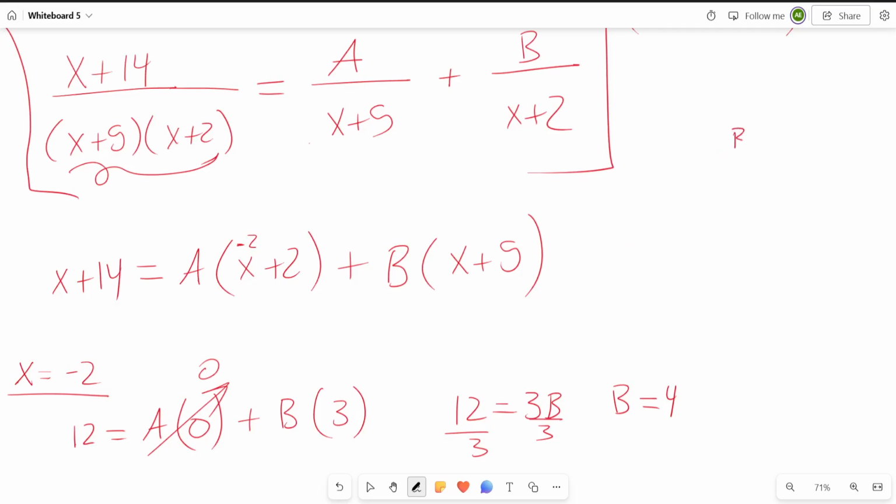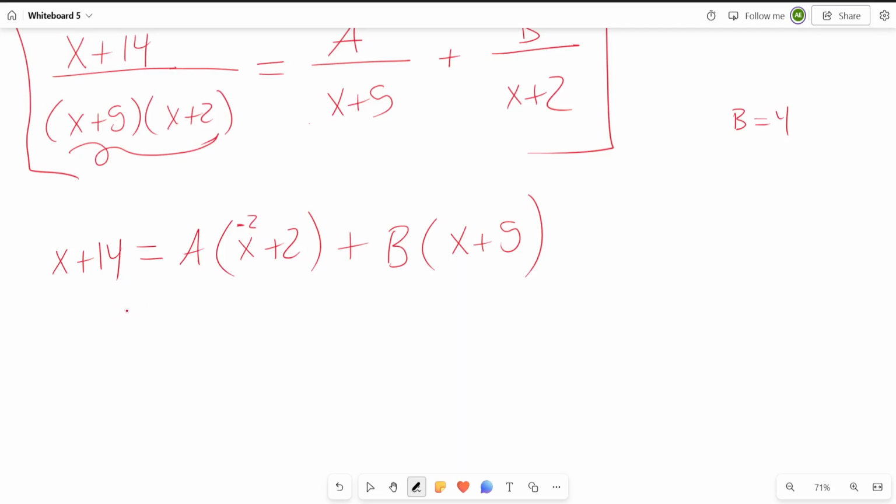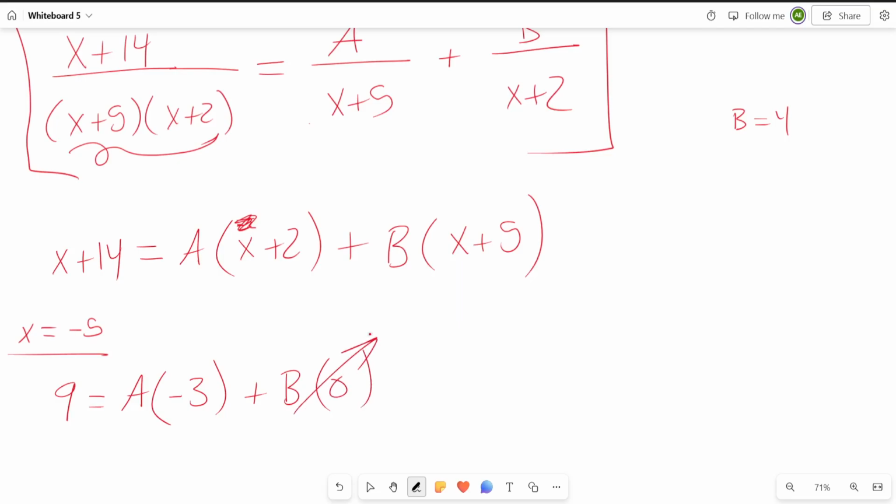So let's write over here that b is 4, and let's erase this. So now we found our b. Let's substitute something else. Let's substitute x equals, let's say, minus 5 to cancel this and make my calculations easier. So minus 5 plus 14, that is going to be 9, equals a multiplied by minus 5 plus 2, that is minus 3, plus b multiplied by minus 5 plus 5, that is 0, so this term is going to be 0.